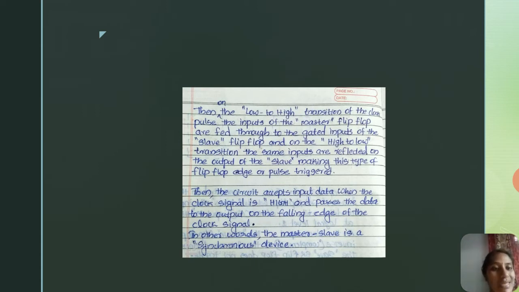The circuit accepts the input data when the clock signal is high and passes the data to the output on the falling edge of the clock signal. In other words, the master slave JK flip flop is a synchronous device. This is all about the master slave JK flip flop.